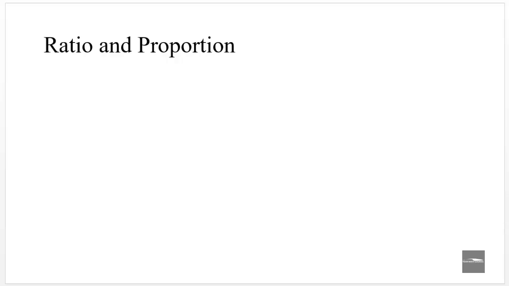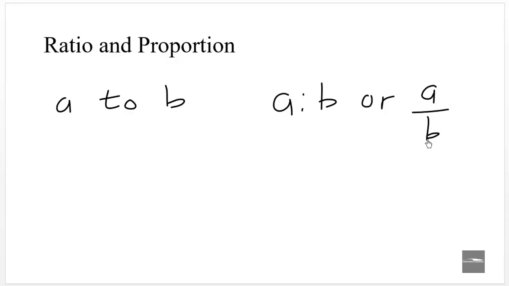What is a ratio? A ratio is a comparison of two quantities by dividing the two quantities. So when we have the ratio of A to B, we can write this as A is to B, or we can write it as A over B, where B is not equal to 0.